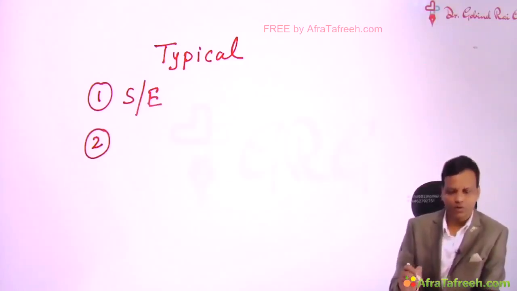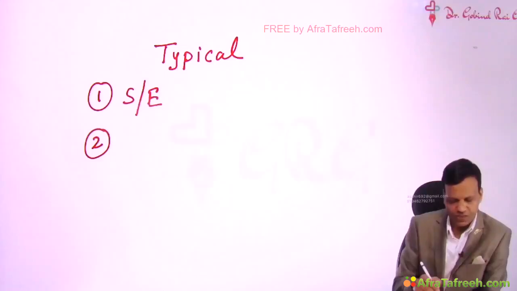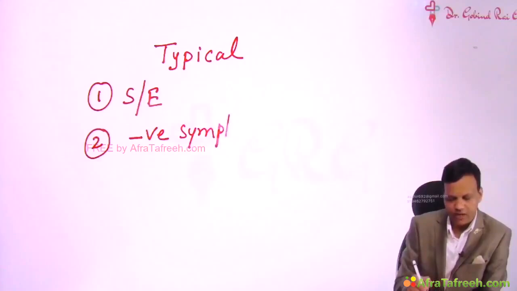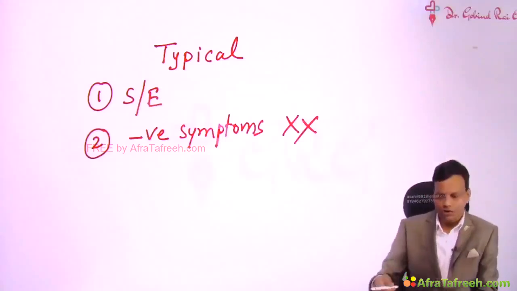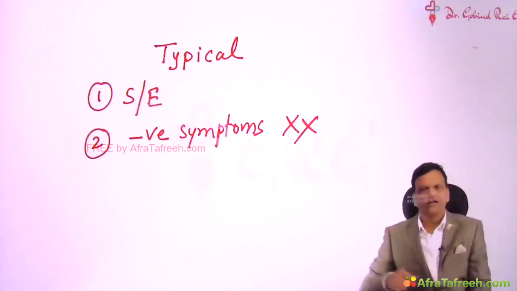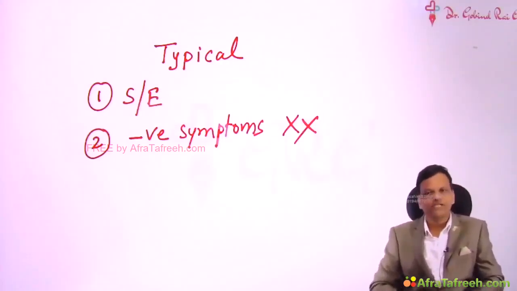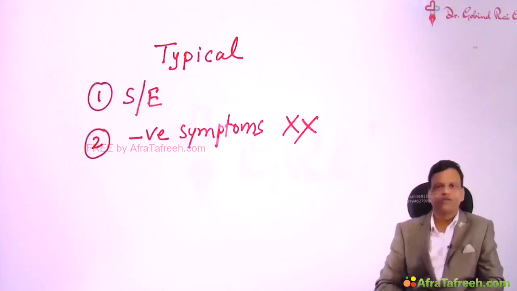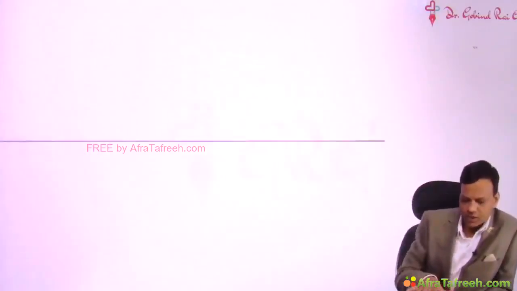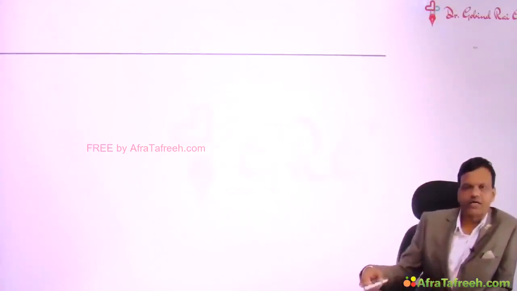But they are not able to control the depressive symptoms, which are called negative symptoms. So typical drugs are not effective against negative symptoms of schizophrenia. So because of these two reasons, one, to reduce the number of side effects, and second, we want to control negative symptoms also, we developed the second group of drugs, which are called atypical antipsychotic drugs.